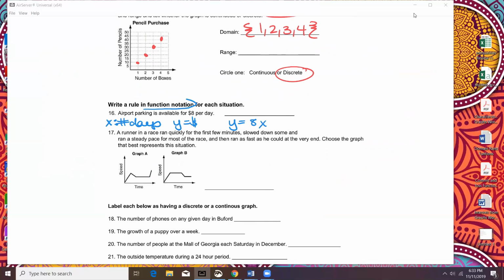But function notation is just saying to use f of x. So you would say f of x equals 8x. It's just telling you that this is a function of x. Like the amount you pay is a function or dependent on how many days you are at the airport parking. Oh, okay. So going back to your previous question, the x would be the number of days that you're at the parking lot. That would be your independent variable, and the total cost that you pay, that would be the dependent variable.